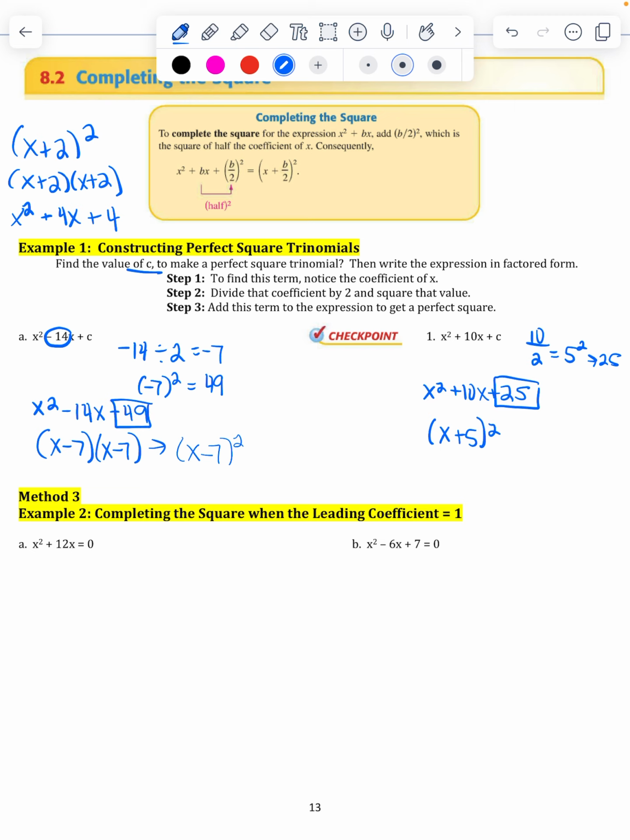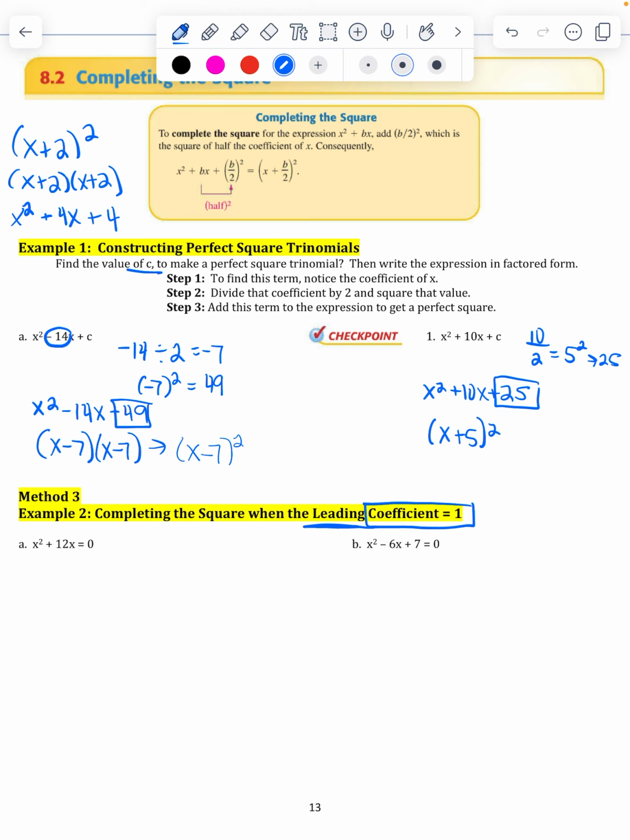Now, the whole reason why this is important is because we can use this method to solve quadratic equations. There are easier types of problems and more difficult types of problems. We'll start with the easy ones, and that's when the leading coefficient equals 1. The first step is to make sure our quadratic is in standard form, like x² + bx + c = 0, and we already have that in part A.